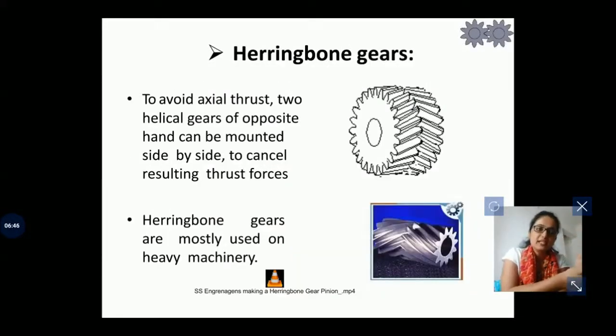To avoid that, we have a modified type of helical gear. It is called herringbone gear, or it is also called double helical gear. Now in this case, to avoid the axial thrust, two helical gears with opposite hand are mounted side by side to cancel the axial thrust.